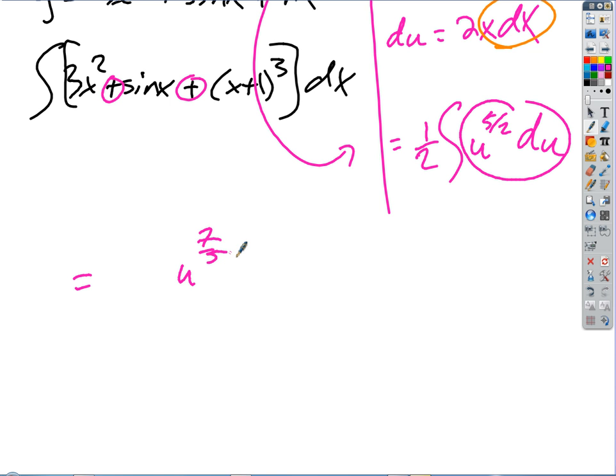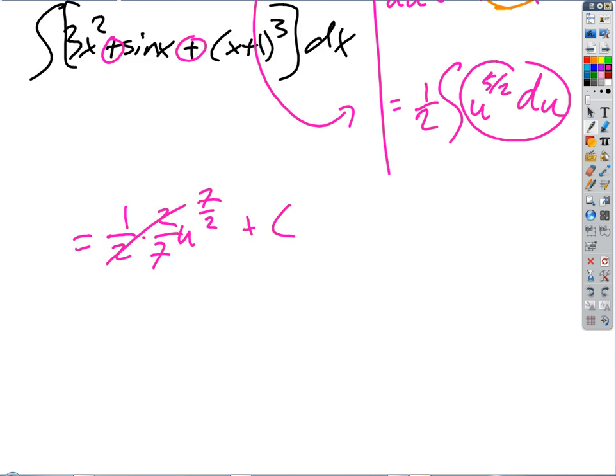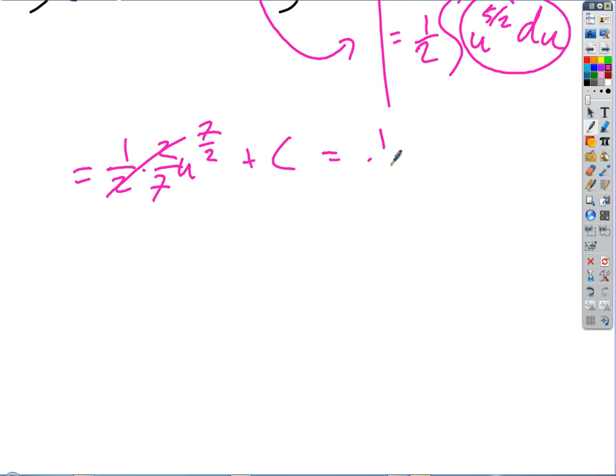Good, so we're gonna divide by 7/2, which is the same as multiplying by 2/7. So we've got our 1/2 times 2/7. So the 2's cancel. And I gotta put my plus c out there, right? And so it looks like 1/7 u to the 7/2 plus c.